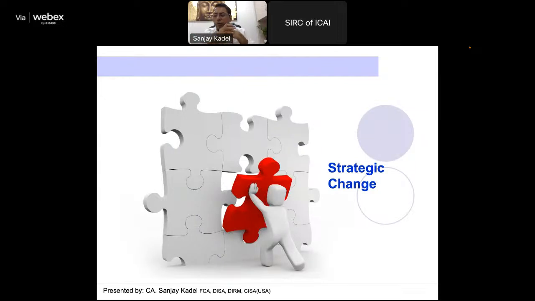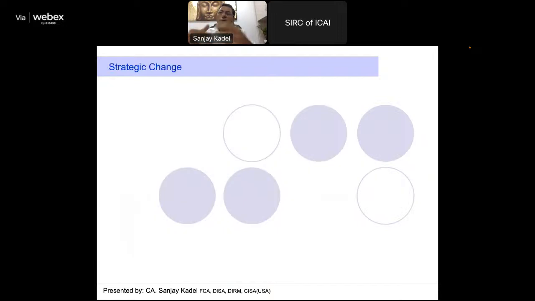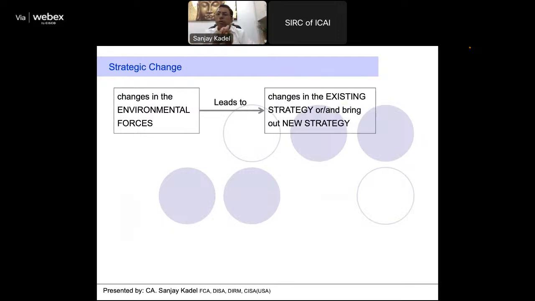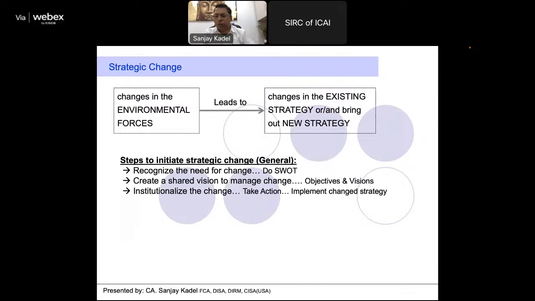Then what is the next concept? The next concept relates to strategic change. When we talk about change, it is always an uncomfortable process. Many people by default are resistant to change, but how do we go about implementing, operationalizing or normalizing a change in the organization? When there are changes in environmental forces, technology, economy, or anything, it leads to changes in the existing strategy, or it leads us to bring out new strategies. How to deal with these changes? There is a general approach where first you recognize the need for change, you do a SWOT analysis, then you create a shared vision to manage the change, and then you institutionalize the change.